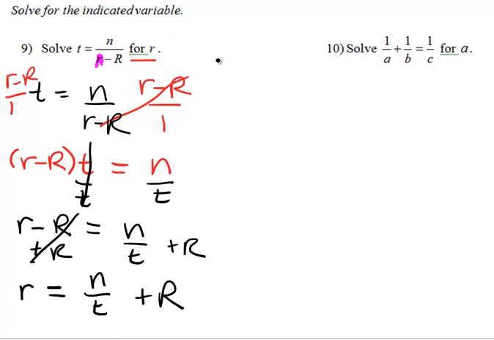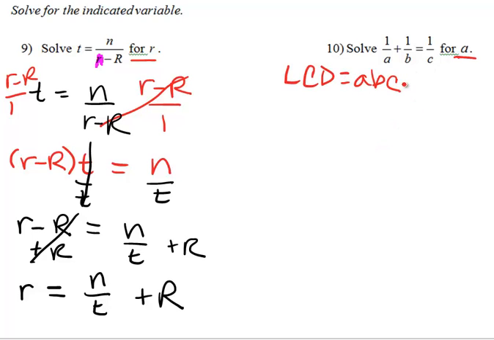I've solved for r. This next one is a little more involved, and we have to use some of the tools we've learned in this unit. We've been asked to solve this equation. That was an expression. Well, sorry, that's an equation too. We're going to solve this equation for A. So I have rational expressions all over the place, so I'm going to find the least common denominator, which in this case would be A times B times C.